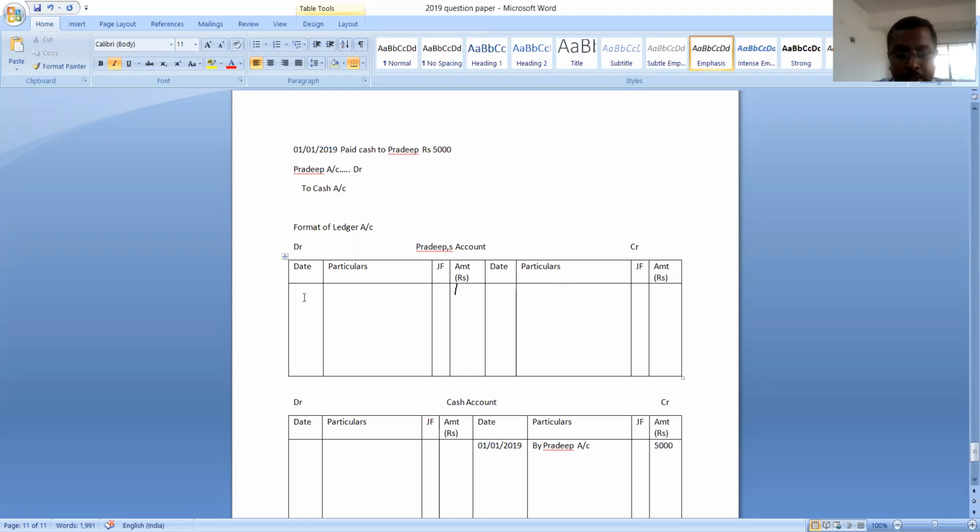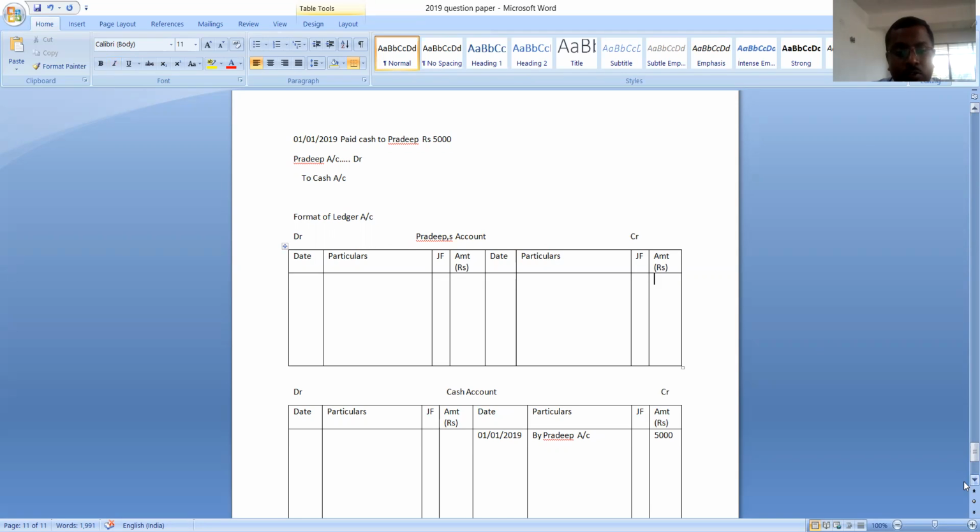Here, the first column will be date, the second column will be for particulars, and the third column will be for JF. JF stands for journal folio. Just as we make a ledger folio column in the book of journal, we should make a journal folio column in the book of ledger. Then the fourth column is for amount. Similarly, on the credit side, again we'll find 4 similar columns. The first column is for date, the second for particulars, the third for journal folio, and the fourth for amount. So this is all about the format of ledger.